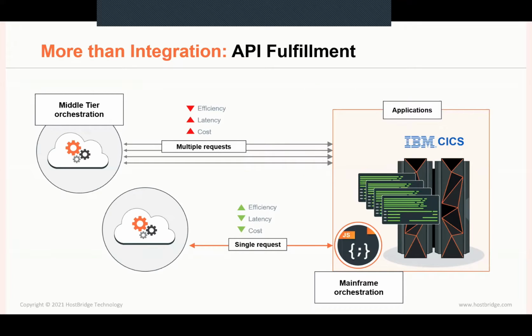The application on the host still thinks it's running at a terminal, but there's no VTAM, there's no terminal involved. We're able to invoke those transactions at a lower level. And so the 3270 data stream is never being built. We're getting that data before that happens.